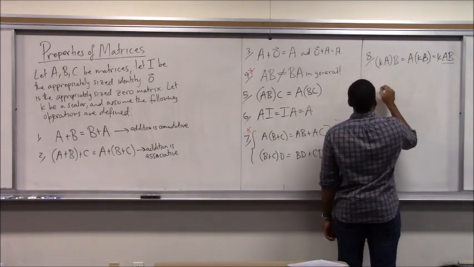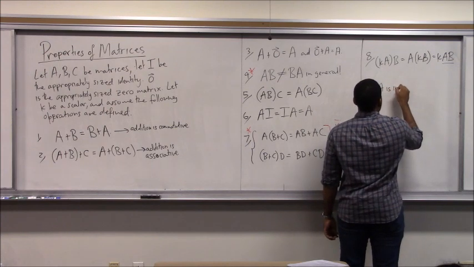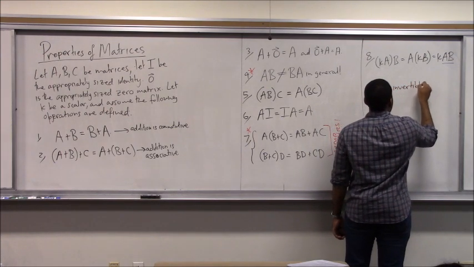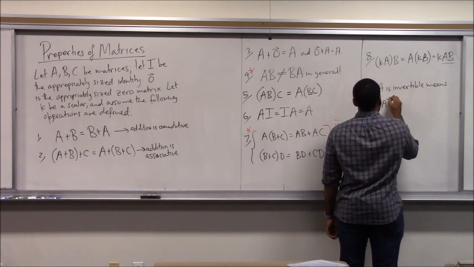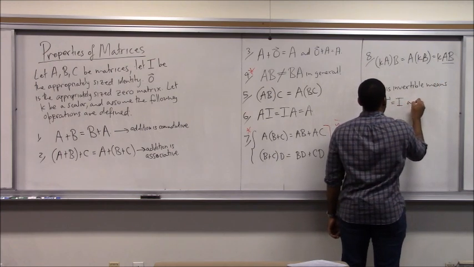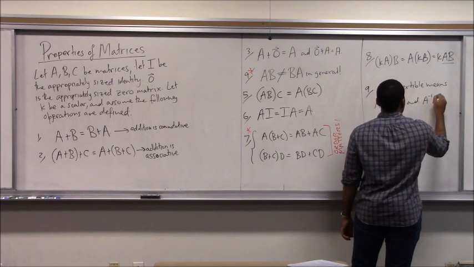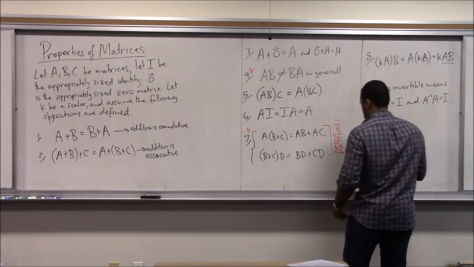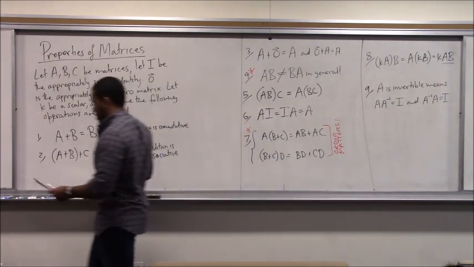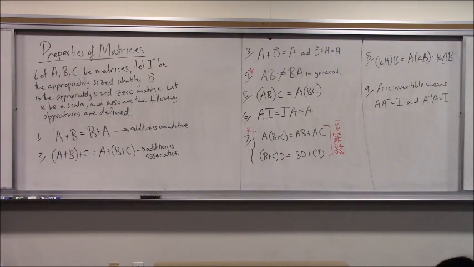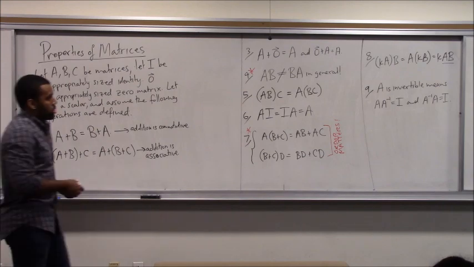And here, A is invertible. It means A times A inverse equals I, and A inverse times A equals I. So those are the properties.